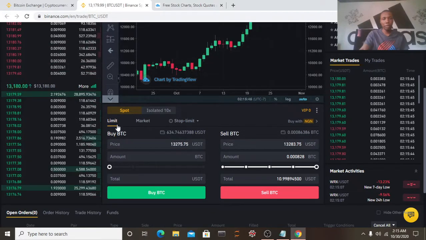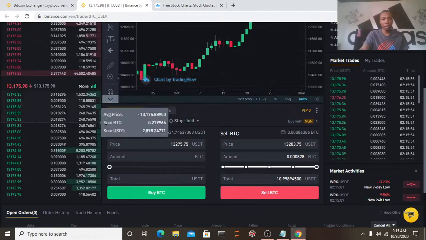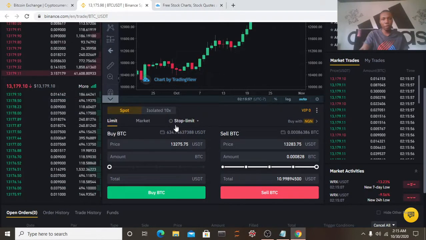For the limits, this means that you are buying at a certain price. Market means that you are buying at the current price it is at the moment. While stop limits has two parts. The limit is just the same thing as this limit here. Then the stop here will be your trigger price.